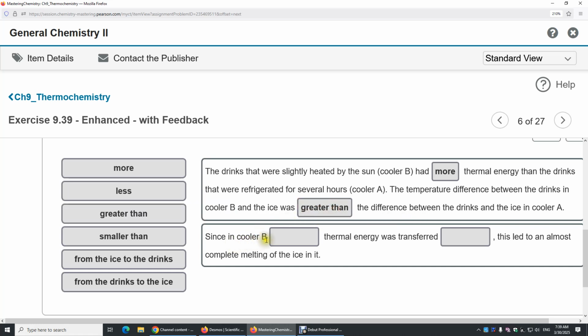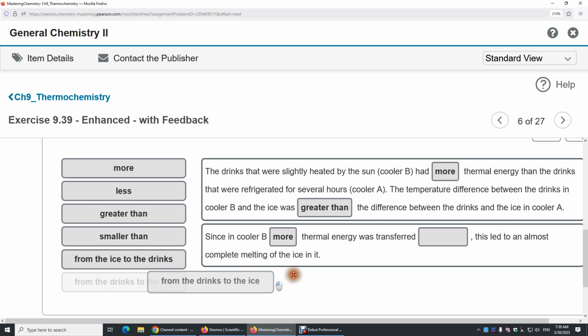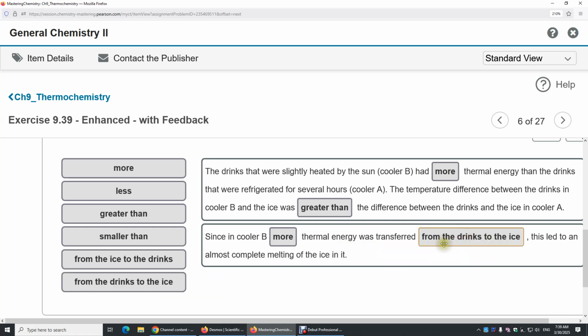Since in cooler B, more thermal energy was transferred. When you have a larger temperature difference, there's going to be more thermal energy transferred. And the thermal energy was transferred from a higher temperature object, from drink to ice, right? This led to an almost complete melting of the ice in it.